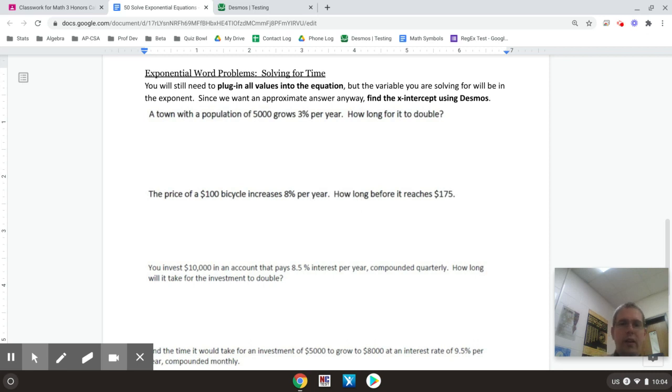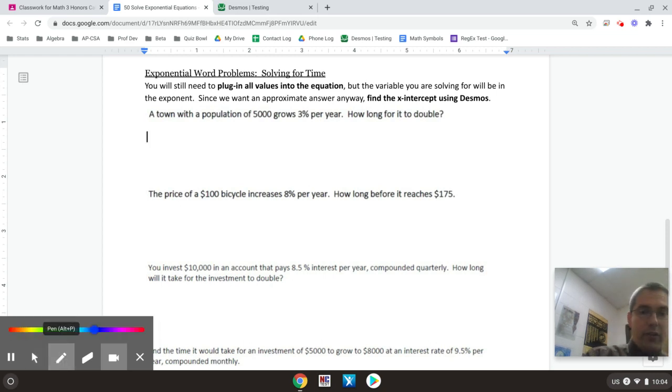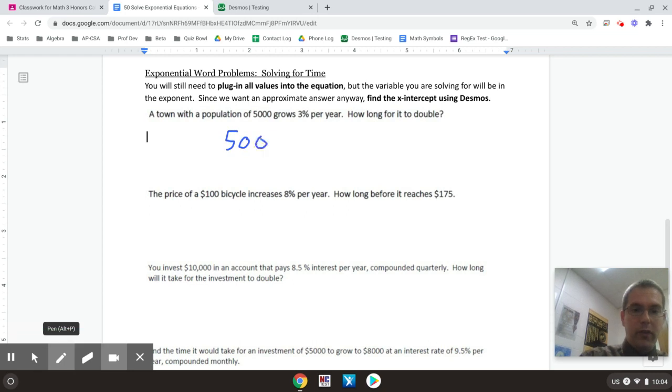So I have a town with a population of 5,000, growing 3% a year, and how long to double. This is going to be a word problem, and it's exponential. So I have my starting value of 5,000, just like we wrote these a few days ago. If it's growing 3%, that's a rate of 0.03, and growing means it's bigger than 1, so 1 plus 0.03.